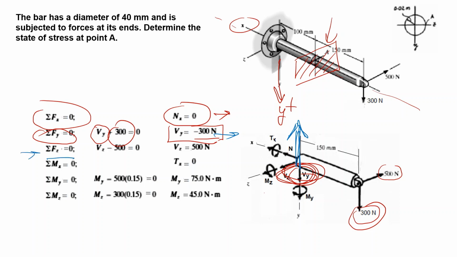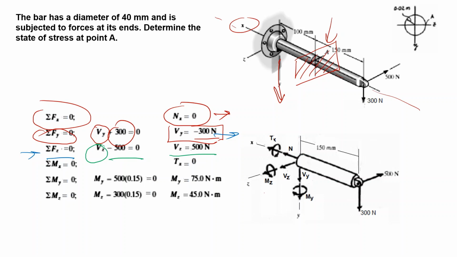The third, sigma Fz equals 0. This is my z-axis, and this is the Vz. Here we have minus 500, and this time Vz equals 500. Okay, let's clear everything and go to the moments. Sigma Mx, that is this axis, and a moment around this axis would cause a torsion. As you see, these two forces are acting on this x-axis, so they don't have any torsion. That means my torsion or my torque is zero.